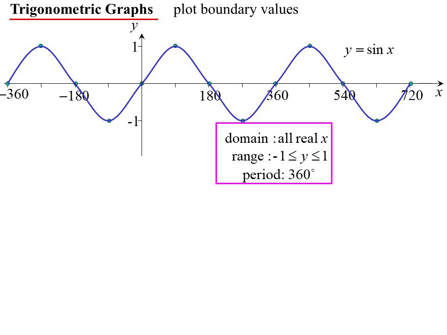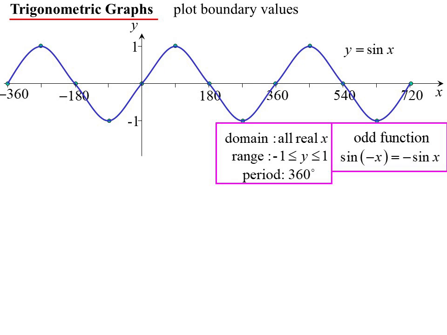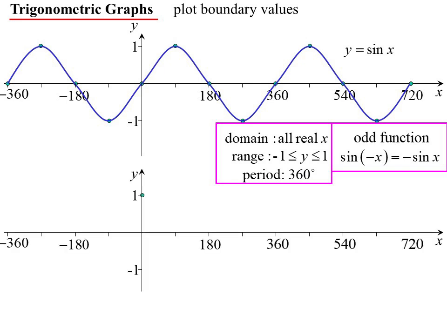Alright, what else can we tell? Well, let's look at the picture itself. It has rotational symmetry there. So I know it's an odd function. That means the sine of negative x will always be the negative of sine of x. That could be a useful property. Let's do cosine. So same deal, let's plot the key things in.